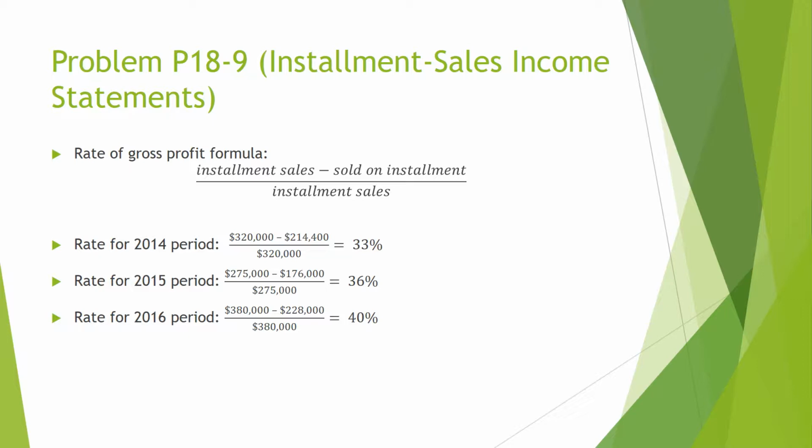Using this formula, we calculate it and find that the rate for the 2014 period is 33%, the rate for the 2015 period is 36%, sorry, the rate for the 2016 period is 40%, right?